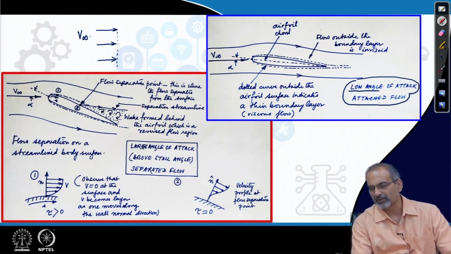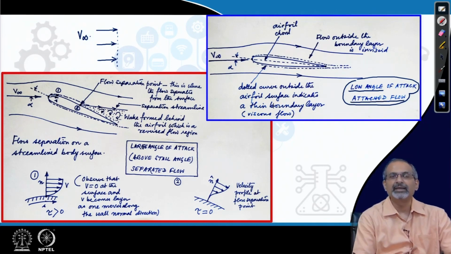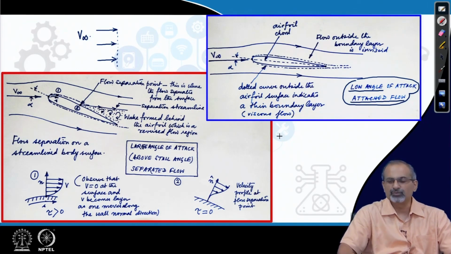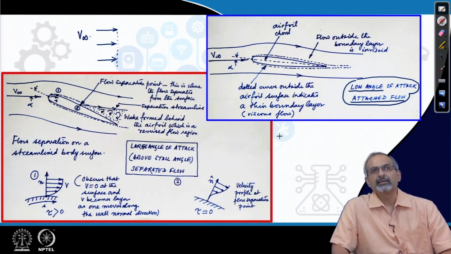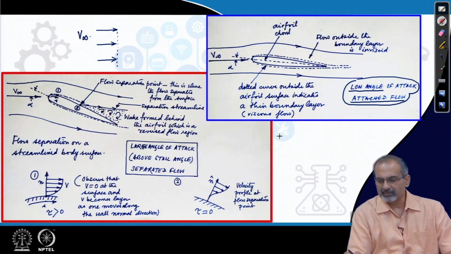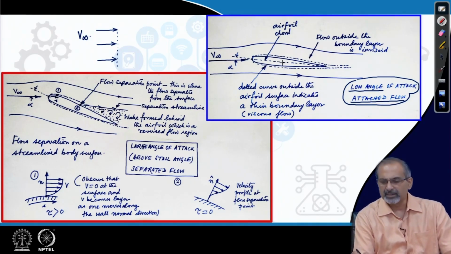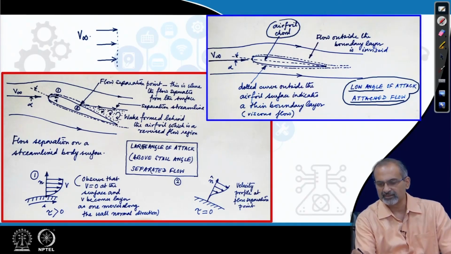One is a low angle of attack, where you have the flow nicely remaining attached around the airfoil as it moves, and as it moves, you are seeing that there are a few dotted lines. One dotted line which is within the airfoil is the airfoil chord, which connects its leading edge with the trailing edge.